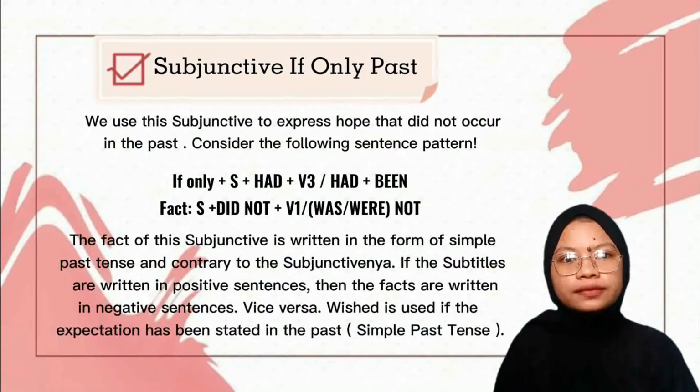The facts of this subjunctive are written in the form of the simple past tense, and contrary to the subjunctive. If the subjunctive is written in positive sentences, then the facts are written in negative sentences. Vice versa. Wished is used if the expectation has been stated in the past, simple past tense.